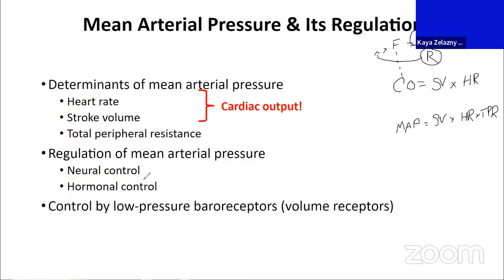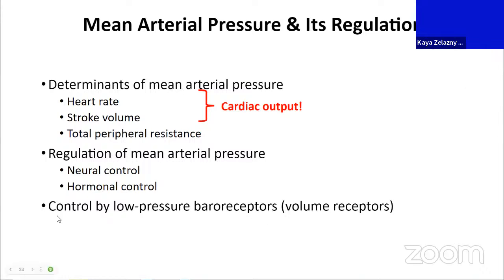So when we start out next time, we'll be thinking about our receptors, baroreceptors, that sense low pressure, which is going to be related often to low volume.